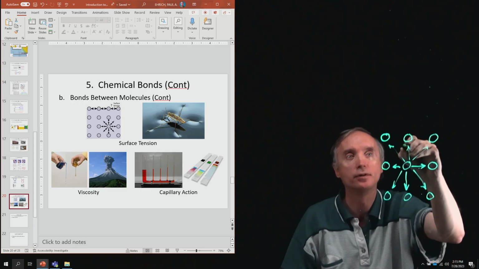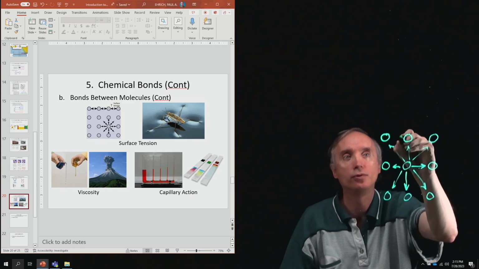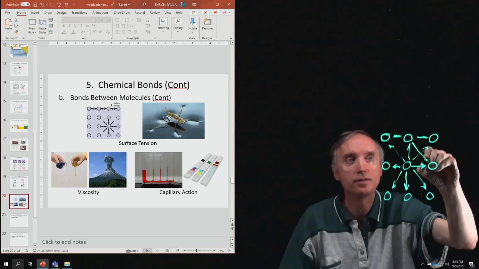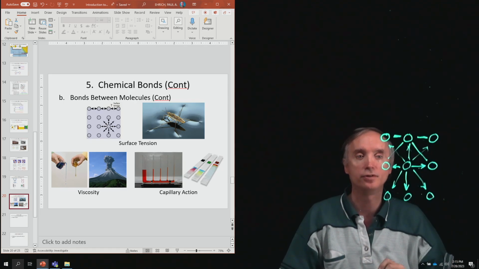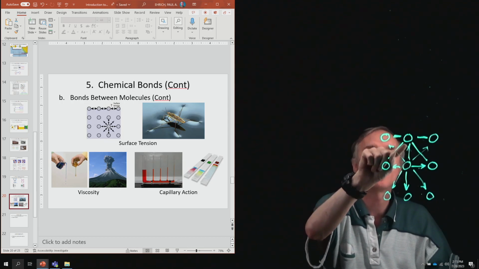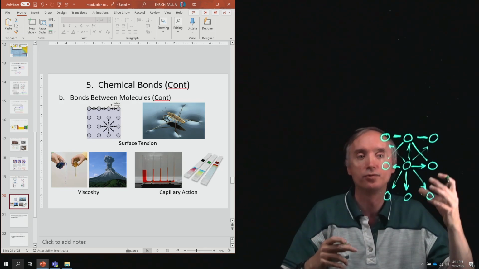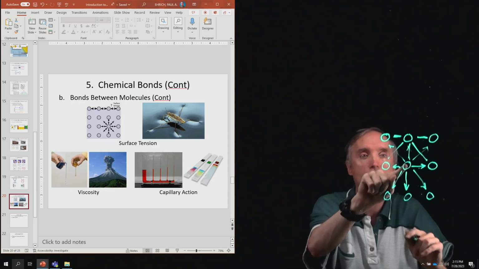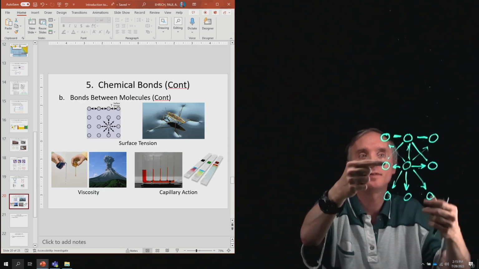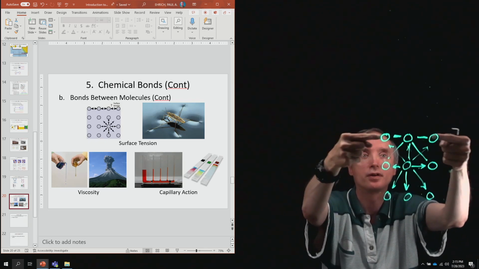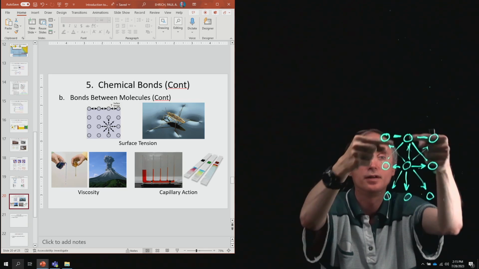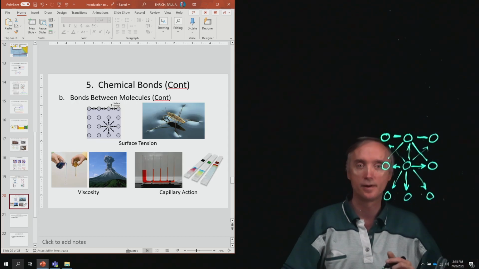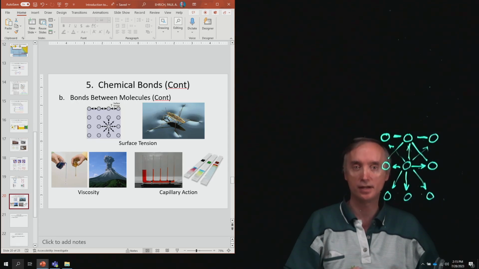So let's look at this one up here. This one up here is only being pulled by this one over here, and then this one, and then this one, and then this one. So you notice that this water molecule is being pulled more preferentially because it's on the surface than this one that is down here. And so what this means is that these water molecules are going to be stronger up here than they are down here, and this is going to make a film at the surface. And so this is going to be called surface tension.